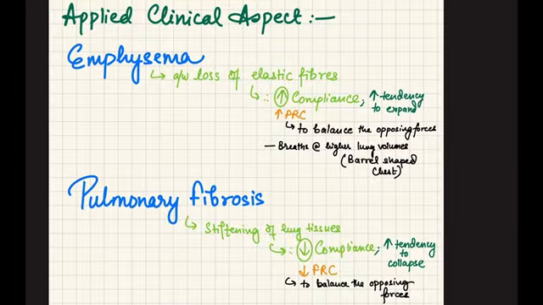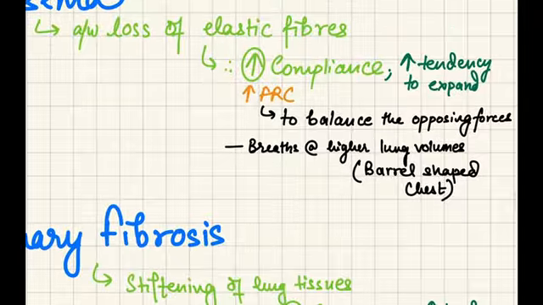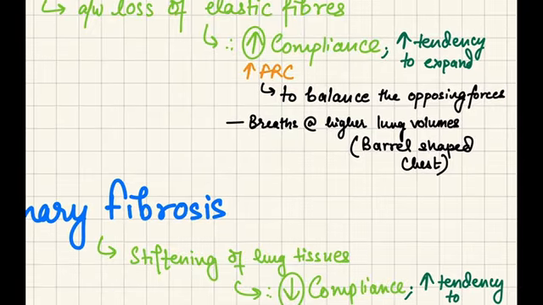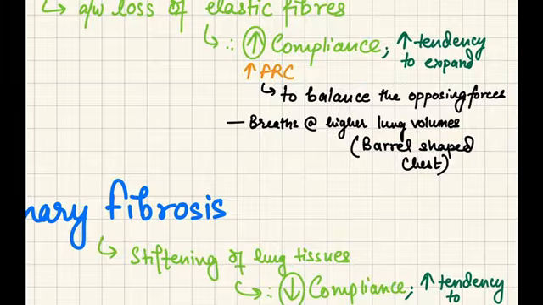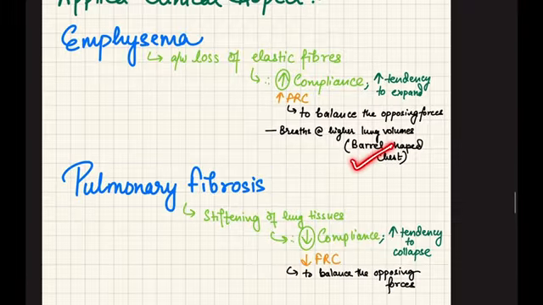Now coming to some applied clinical aspects, we have two disorders: emphysema and pulmonary fibrosis. Emphysema is associated with loss of elastic fibers, and as we know, elastance is inversely proportional to compliance, so the compliance increases, and as compliance increases, there is also a tendency to expansion. Now, in order to balance this out, the functional residual capacity will increase, and therefore the person will breathe at a higher lung volume and is seen with a barrel-shaped chest.